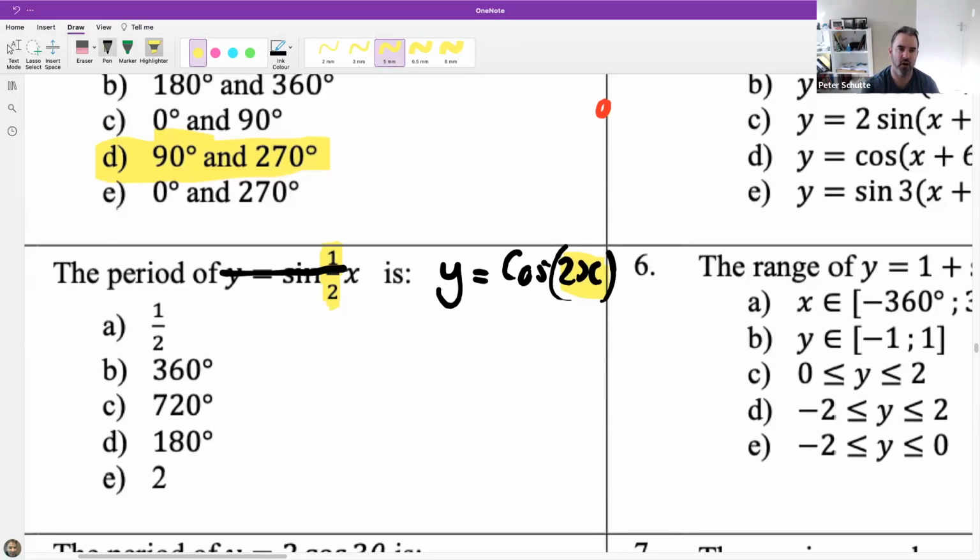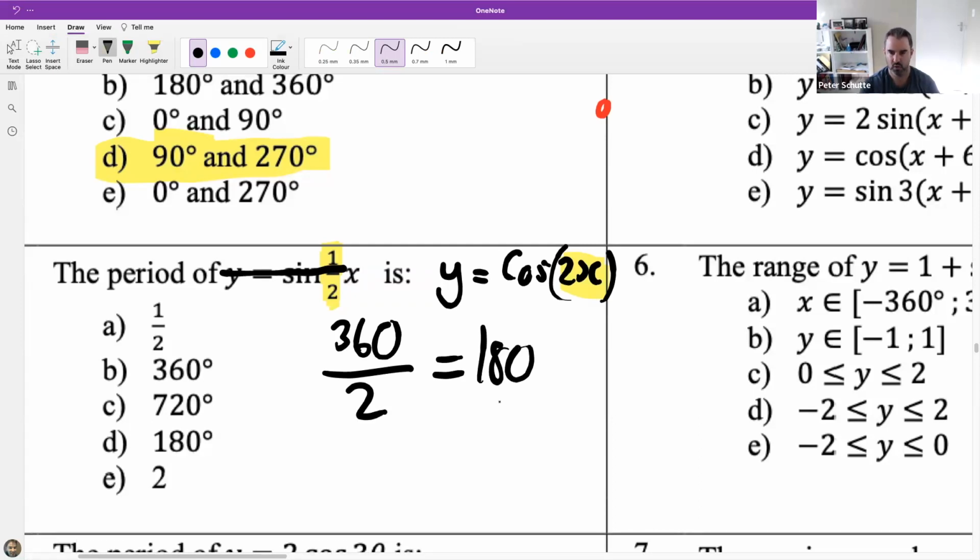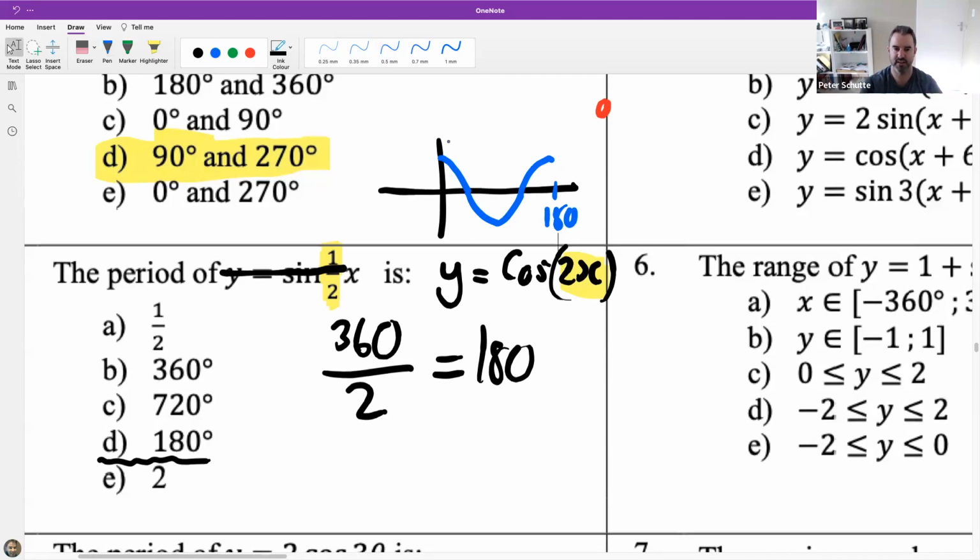So the normal period of the cos graph is 360, but I need to divide by the number in front of the x, which is 180. And so the correct answer is D. So the period of this cos graph will be 180. So it will do a full cycle in 180 degrees. If you imagine the cos graph normally starts here, but now that whole thing is going to complete within 180 degrees, which is going to make this 45, 90, 135, 180. It's like it's just been shloop together.